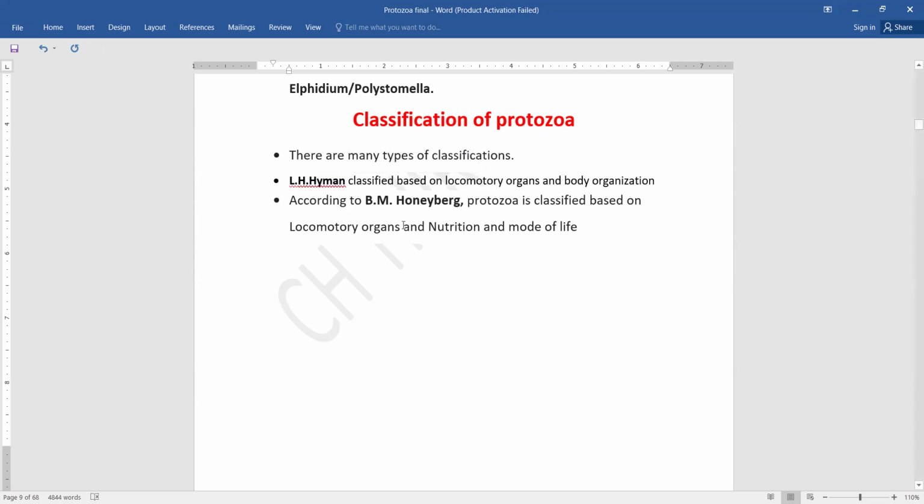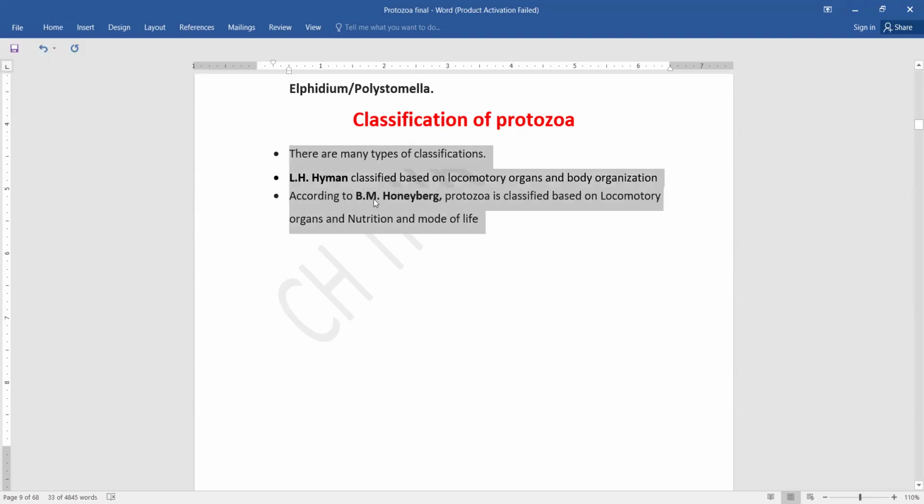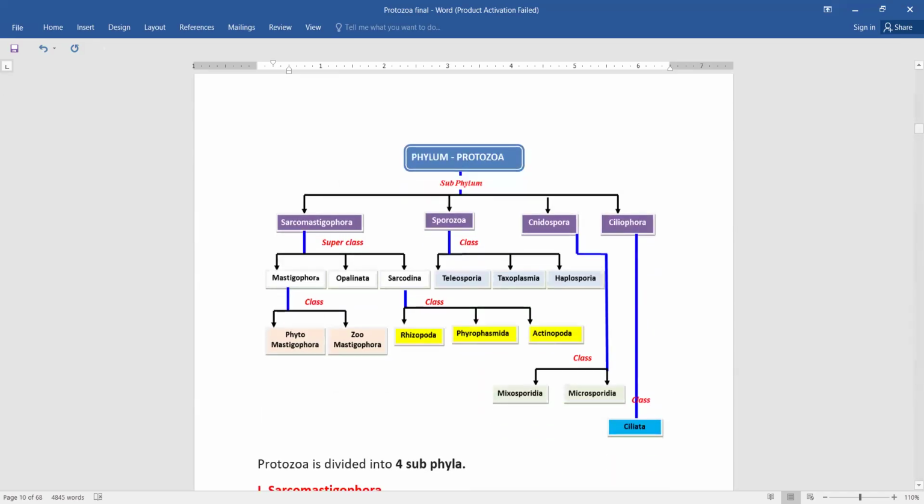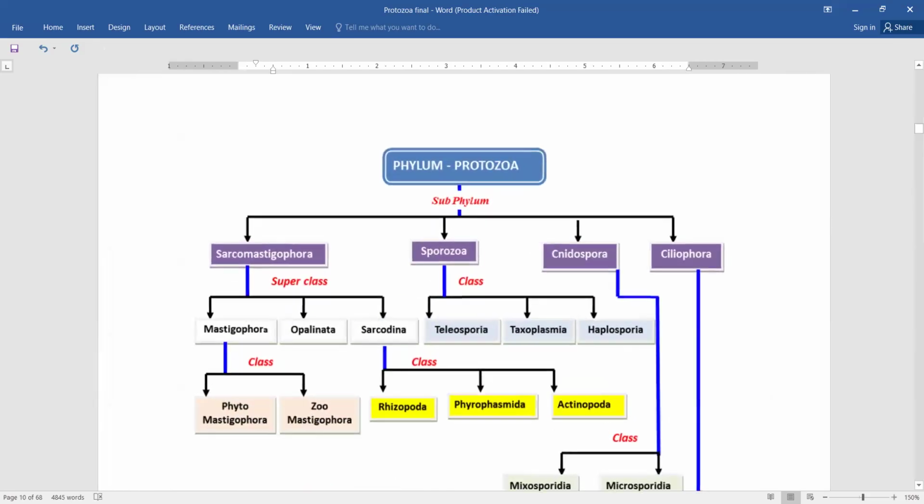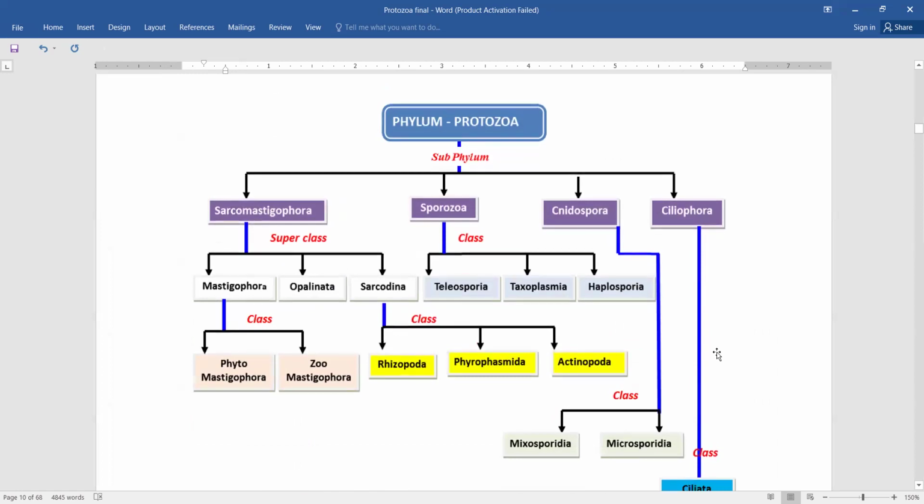But in recent periods, after the 1980s, B.M. Honigberg's classification is being followed by most of the scholars. Yesterday I gave a small glimpse about the classification of B.M. Honigberg's protozoan classification, so you should remember it.